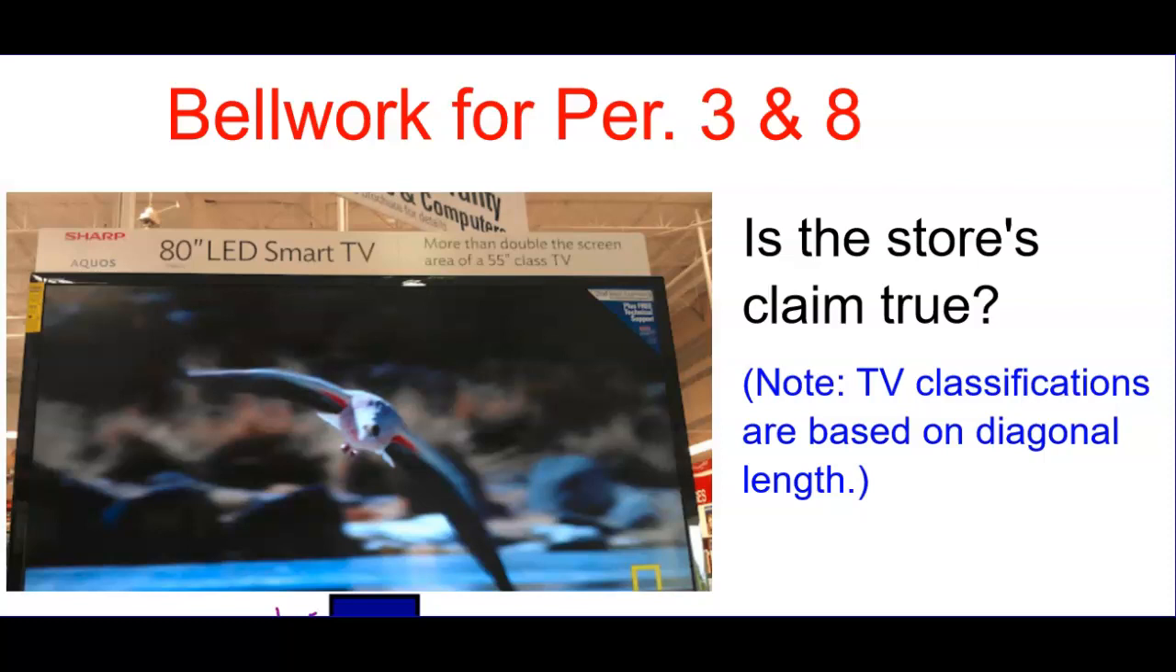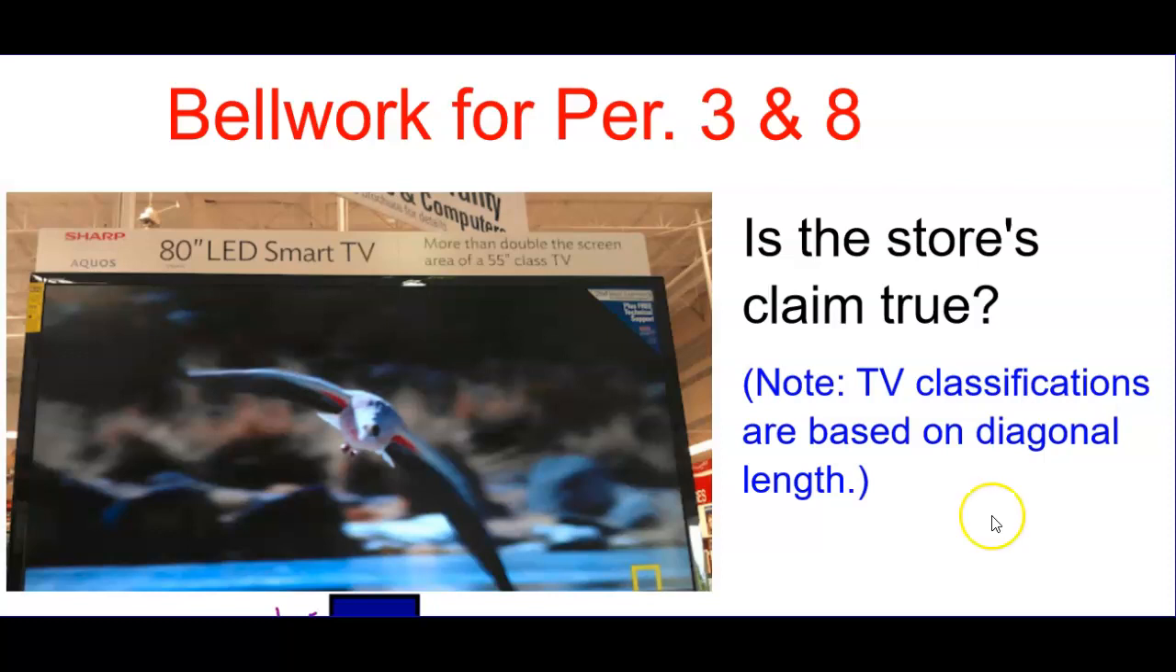And the note in blue here is that the TV classifications are based on diagonal length. So if you see an 80-inch TV, it means from corner to opposite corner. It's the viewing area from corner to corner. So pause the video here and make a conjecture. See if you can figure out whether the area would in fact be double the area of the smaller TV. Okay, if you have not yet attempted this and you just unpause, pause again, try it, and then come back.